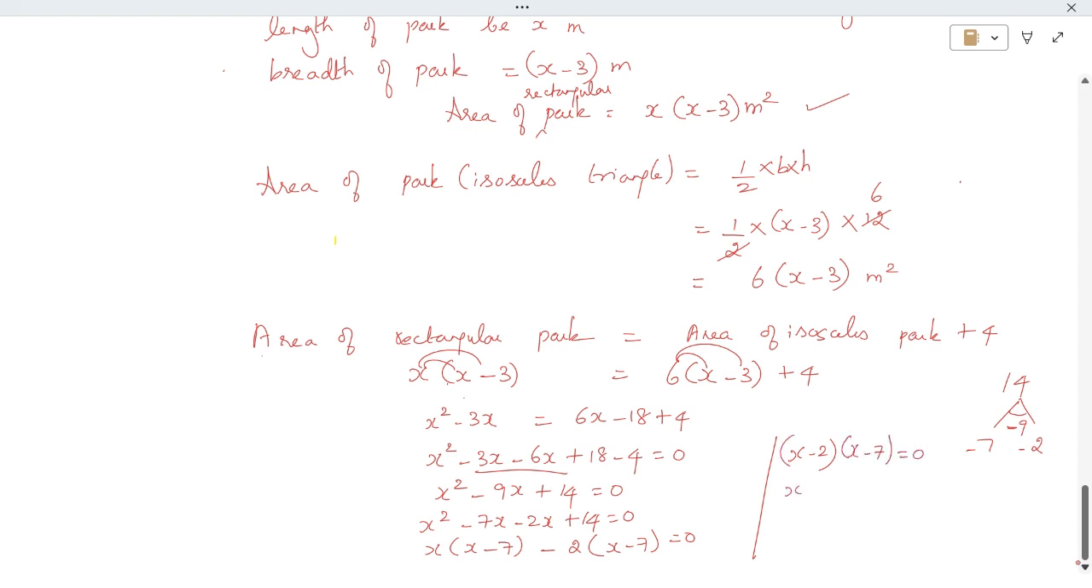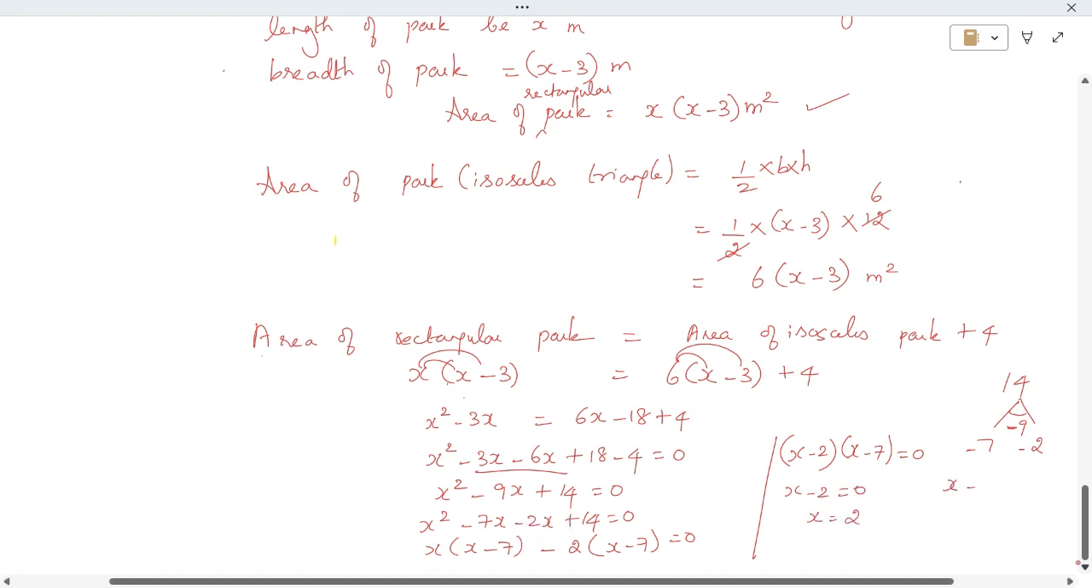If I equate x minus 2 to 0, I will get the value x equal to 2. And if I equate x minus 7 to 0, I will get x equal to 7. So x can take the value 2 or 7. I need to substitute in breadth to find which value is right.